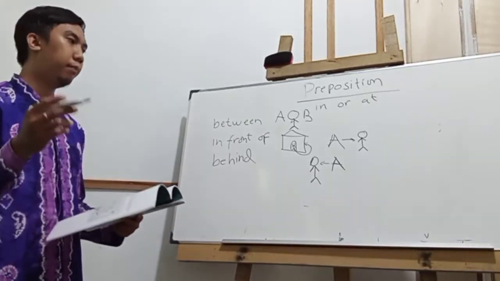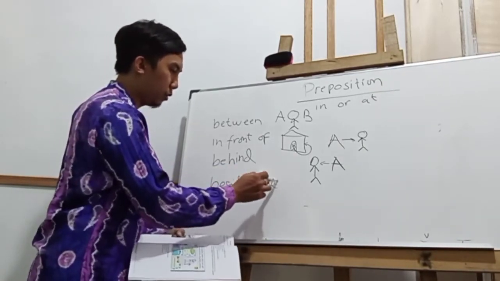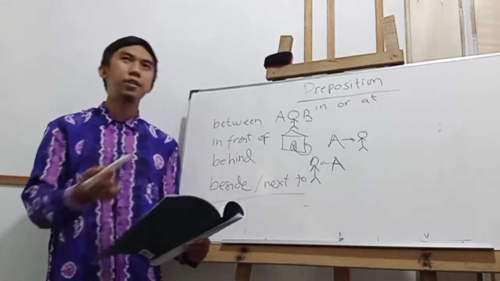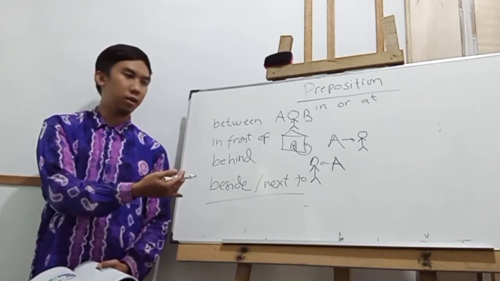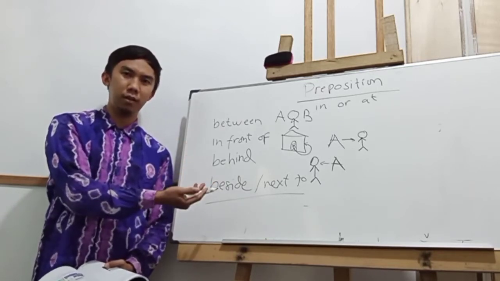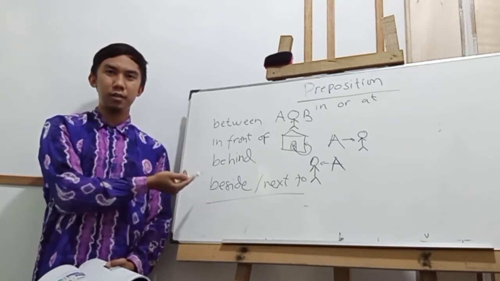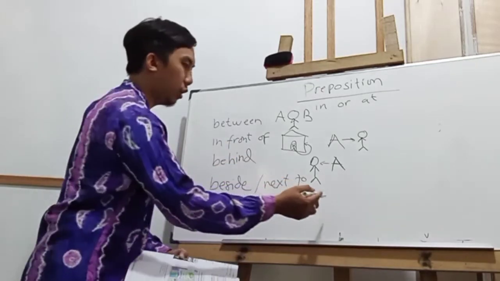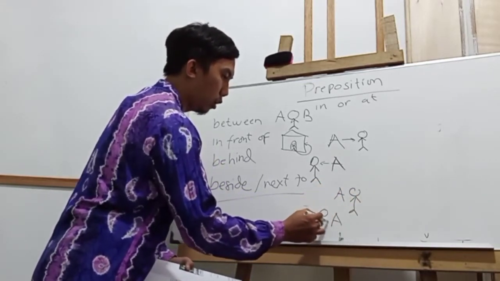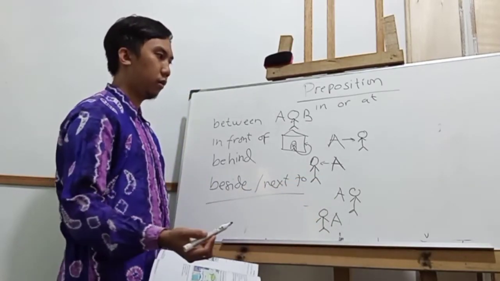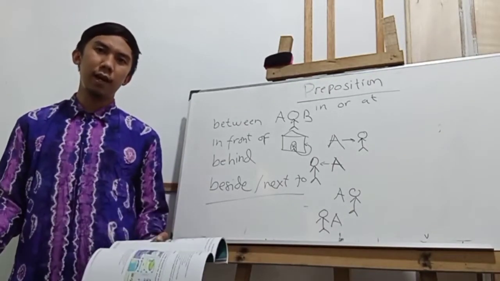Next, we also have beside, or next to. Beside or next to. This whiteboard is beside me, next to me. They are similar. Or I am beside the whiteboard, I am next to the whiteboard. So the position is like this. When there is A, you can be in here, you also can be in here, on the left or the right of A. Your position can be on the left or the right. So that is beside.